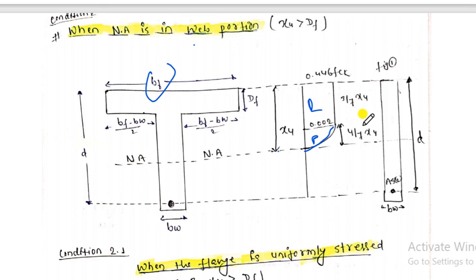So if you are continuously following my lectures, I hope you have understood. So here the compressive stress is 0.446 FCK. So this one is the diagram.